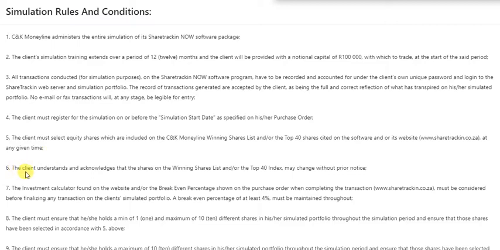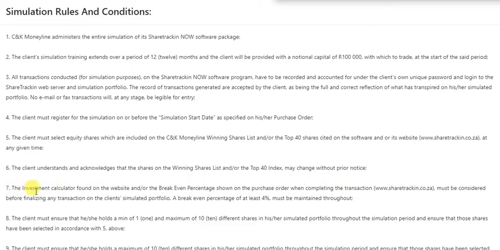6. The client understands and acknowledges that the shares on the winning shares list and or the top 40 index may change without prior notice. Due to the ever-changing markets, the winning shares list may change as time goes by, so shares may be removed and or added on any day or time.